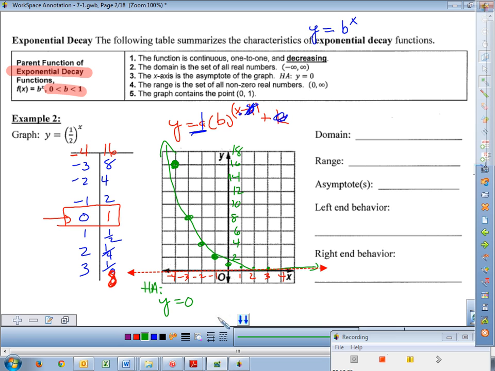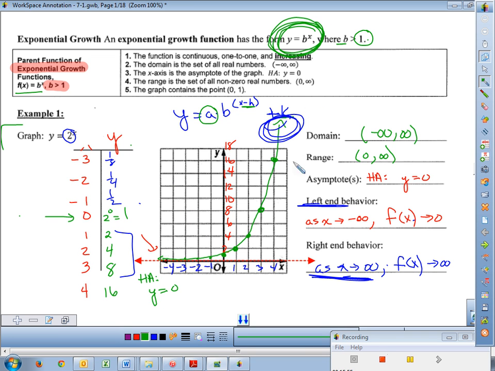Before we fill out this stuff, let's look at these two if I clean this up just a little bit. This is exponential decay. Look at it. What's happening as you look from left to right? Where's the curve going? Up or down? Doesn't it go down, right? It's decaying. Exponential growth, doesn't it increase as you look from left to right?